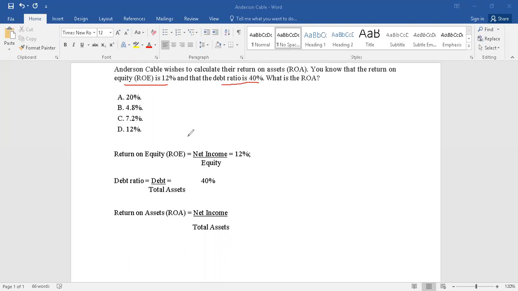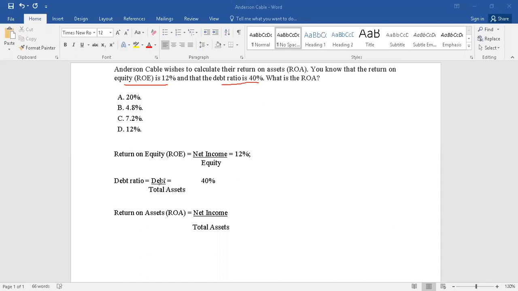Let's write the equation for ROE. Return on equity is equal to net income divided by equity, which is equal to 12%. The second formula is debt ratio. The percentage of debt amount which is invested into total assets. That's the meaning of debt ratio. The formula says debt divided by total assets, which is given as 40%.